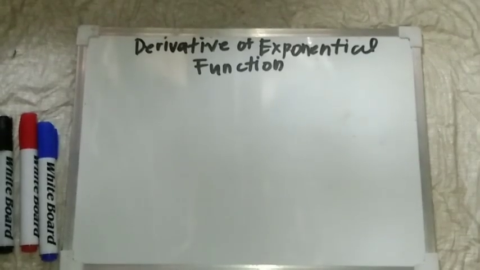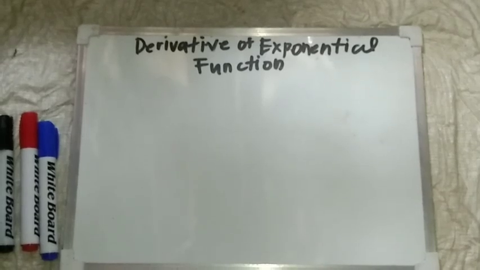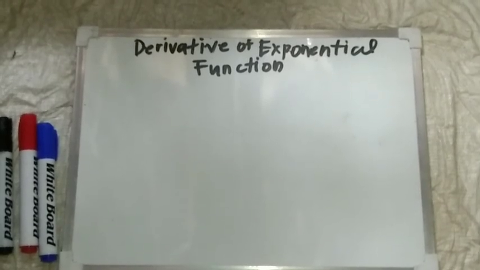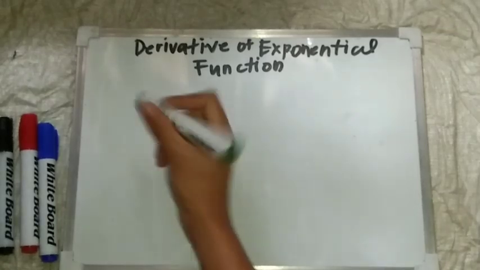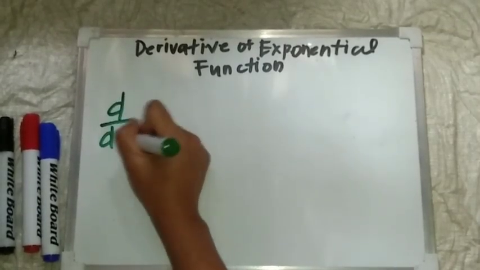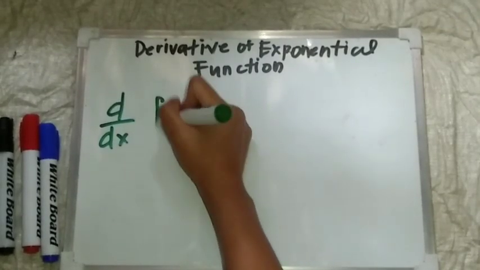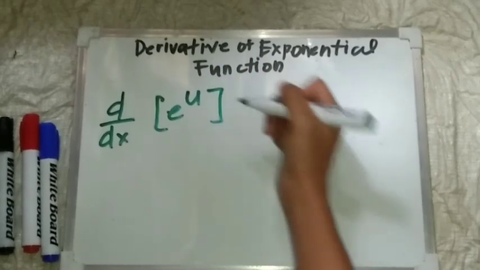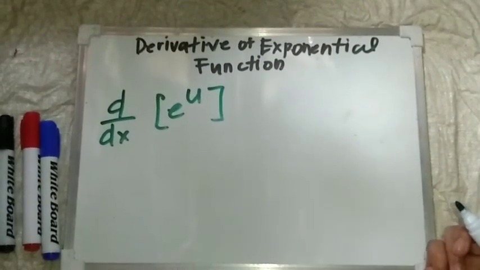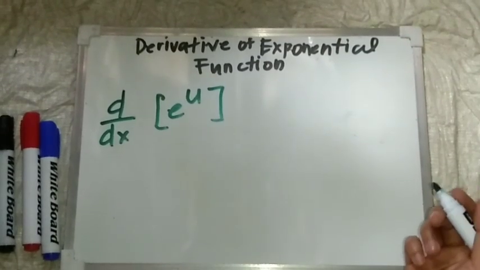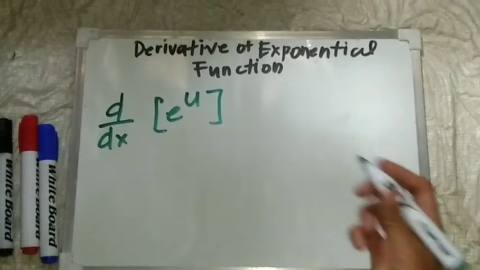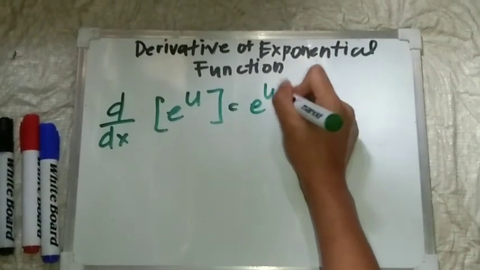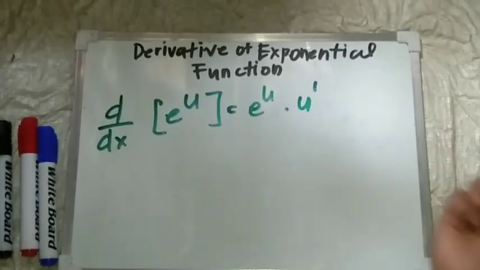Now let's proceed to finding the derivative of an exponential function. But first, here is the formula that we need to know. The derivative of e to the u, where u is some function, is the same thing as e to the u but times the derivative of u.